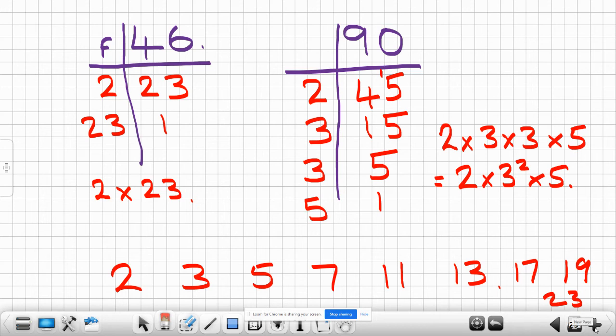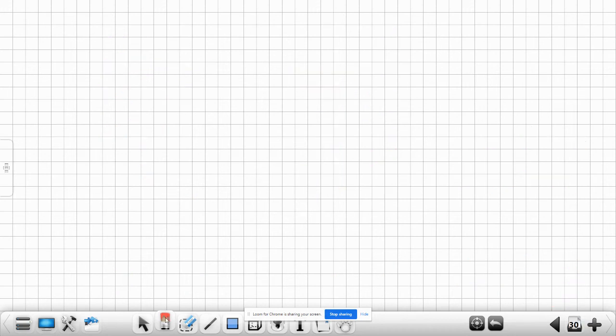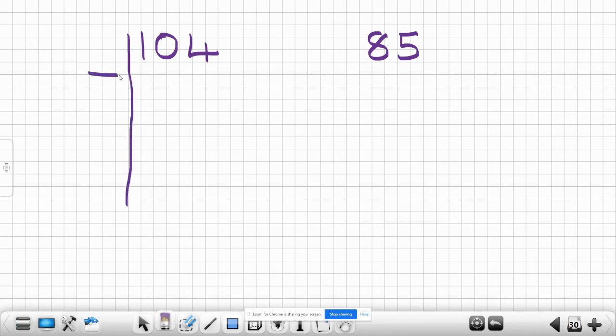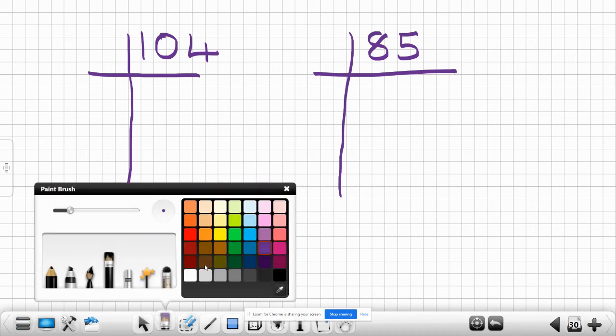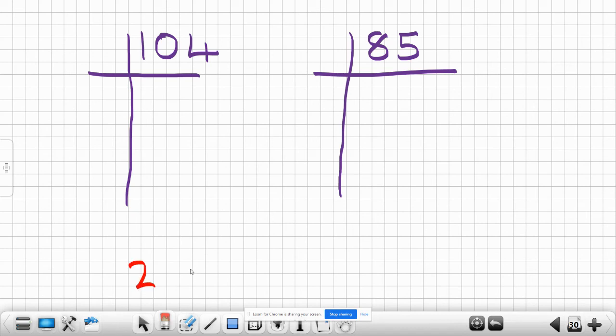Let's do 2 more, and this time pause the video and have a go at doing them yourself. So when you're ready, pause the video and have a go. Okay, so let's write up our prime factors. The more you write these, the more they'll get embedded.